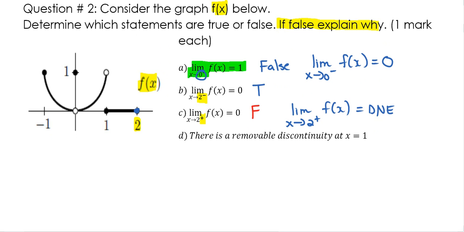All right, so for question number D, there is a removable discontinuity at x equals 1. Okay, so x equals 1, here is 1. You'll notice that at x equals 1, the left-hand limit does not equal the right-hand limit. So pretty much you have some kind of a gap here. So in that case, that is not a removable discontinuity. This is actually called a jump discontinuity.